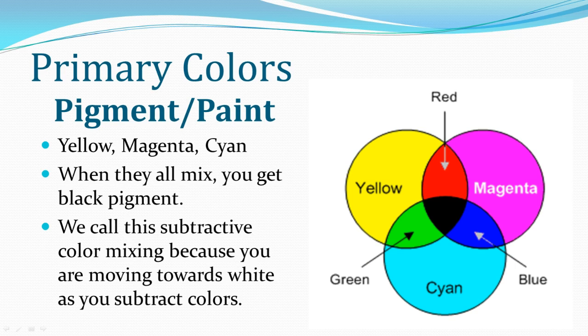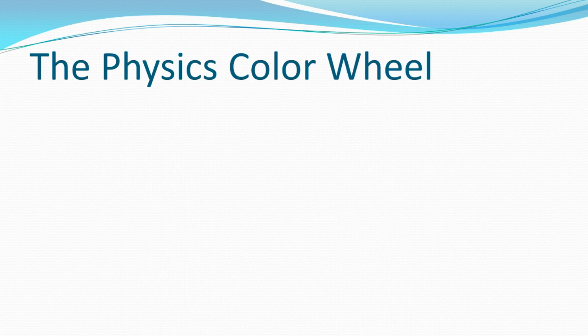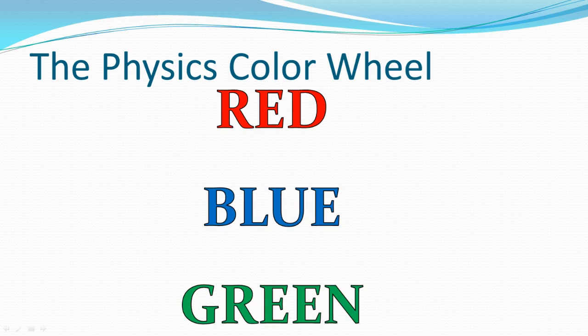In physics, we examine color by looking at the connections between this pigment wheel and the light wheel. So the physics color wheel is based on the three light colors, the three primary colors of light, red, blue, and green. We start with the primary colors of light because we only see color because of light. A blue pair of shoes is blue because it reflects blue. Green grass reflects green light.